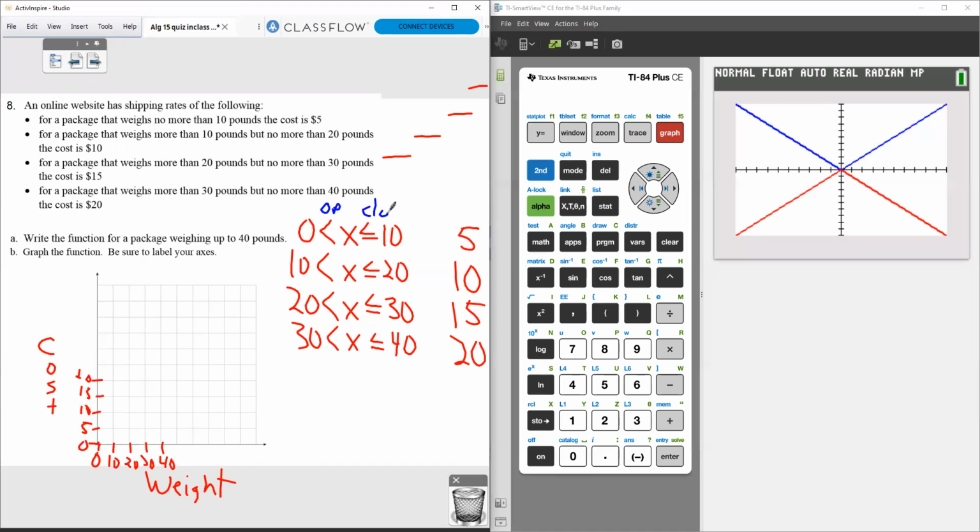So from 0 to 10, it's $5. I'm going to put an open dot here and a closed dot here and connect them. From 10 to 20, it's $10. Open dot here, closed dot here. From 20 to 30, it's $15. Open dot here, closed dot here. From 30 to 40, it is $20. Open dot here, closed dot here. That's what our step function looks like.